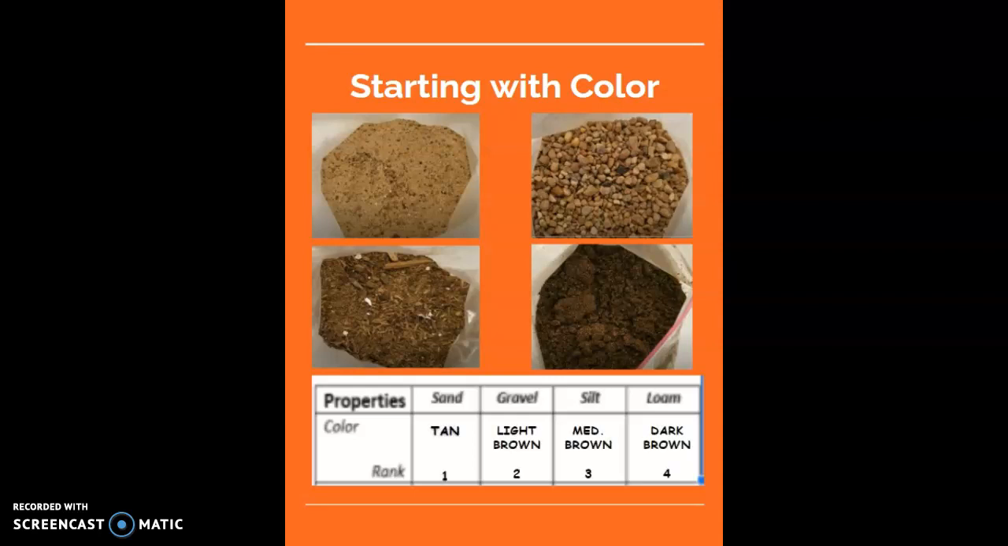So I went with tan for the descriptive word for sand, light brown for the gravel because it is a little bit darker, medium brown for the silt, and then dark brown for the loam. And so they're already actually in order on your chart. So 1 for tan, 2 for light brown, 3 for medium brown, and 4 for dark brown. So go ahead and make sure that you have that written on the color section of your chart, the descriptive words and the number rankings in those boxes.